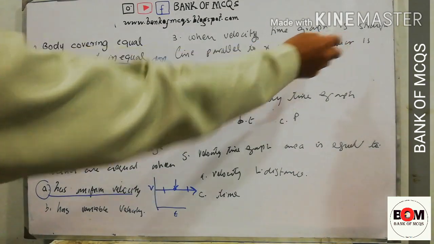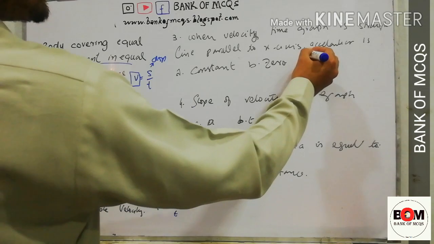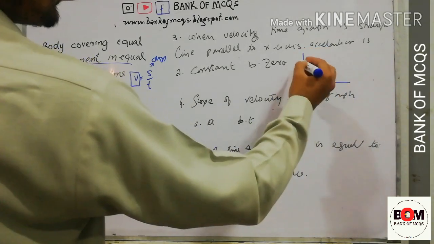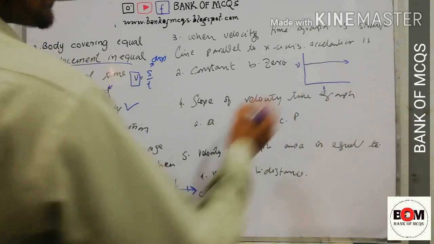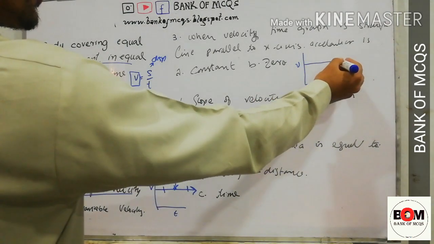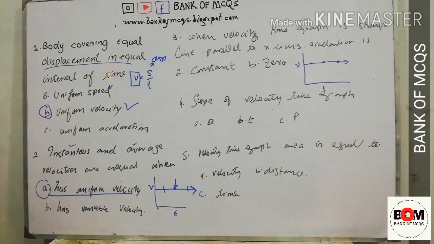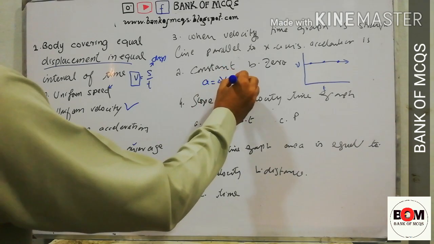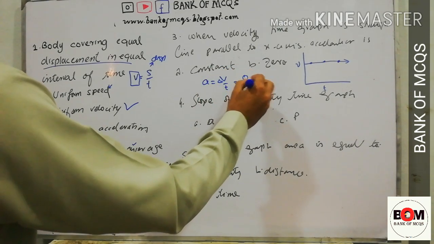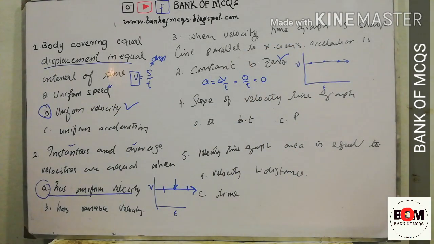When the velocity time graph is a straight line parallel to the x axis, acceleration is constant, or zero? Option D. If this is the velocity time graph and it is a straight line parallel to the x axis, it means that with the passage of time velocity is not changing, so the change in velocity is zero. We know that A is equal to V divided by T. The change in velocity is zero, so zero divided by T is equal to zero, so acceleration is zero.